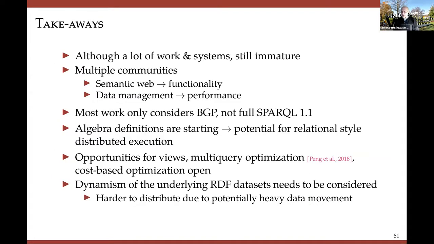So the conclusion is that there's a lot of work. I listed the systems at the beginning, but I cannot say that the technology is as mature as distributed relational data management. It's not. Part of the reason is that there are multiple communities that work with RDF. The semantic web community really focuses on functionality, much less on performance. So if they can execute queries, generally they're satisfied. And we worry about performance, but the data management community has focused more on property graphs than on RDF graphs, and that's an issue. Most work considers only BGP, but full SPARQL 1.1 has optionals, unions, aggregation and so on. Those are really not well handled yet.